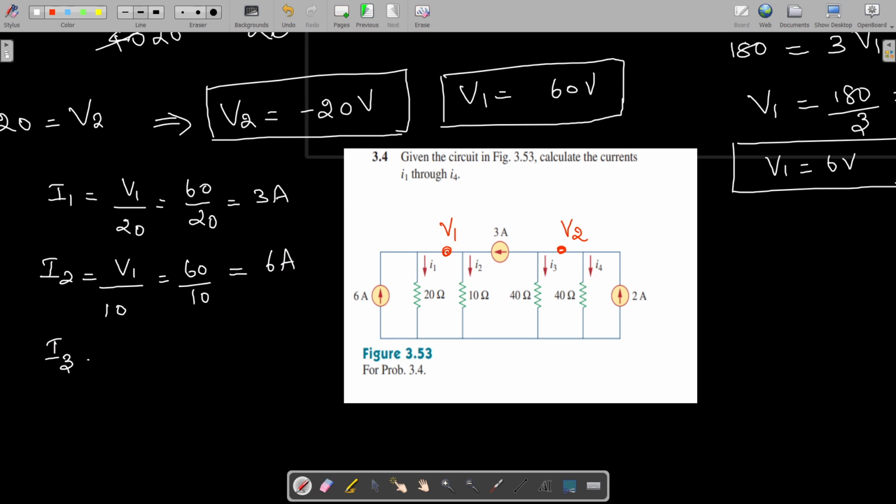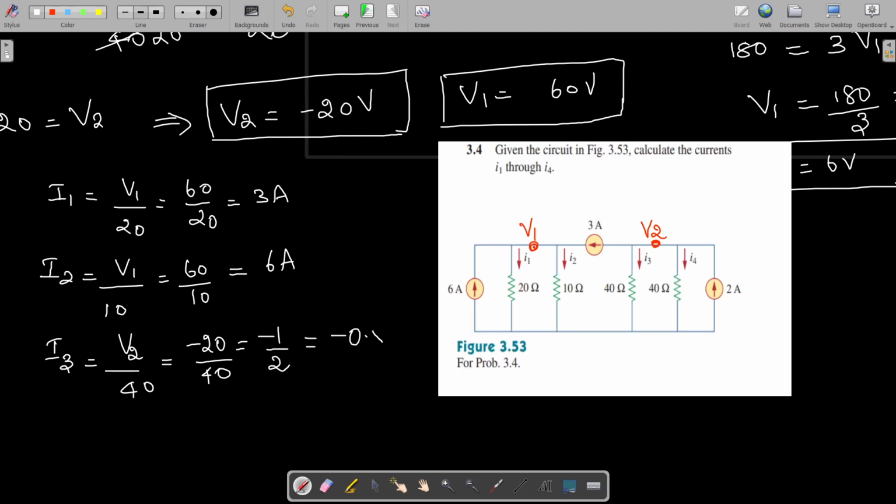I3 is V2 by 40, right? So it is minus 20 by 40, so it is minus 1 by 2, so that is equal to minus 0.5 amps. Now what is I4? I4 is equal to again V2 by 40, so it is again minus 0.5 amps.